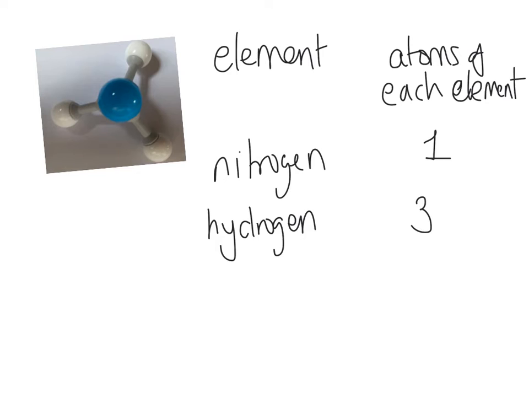And in this case we would then write N, got one of them, so we don't put a number next to it, and then we have three hydrogens, so we'd put a number there next to the H.